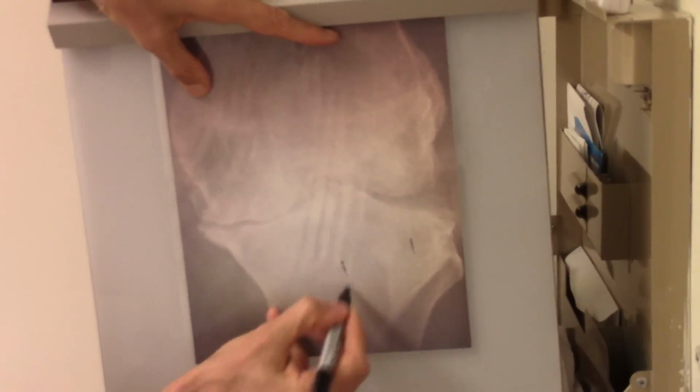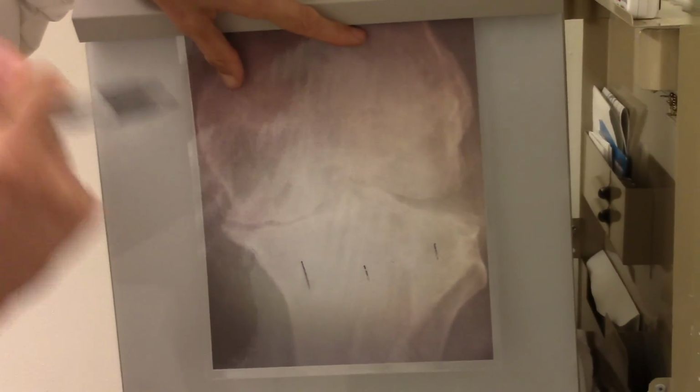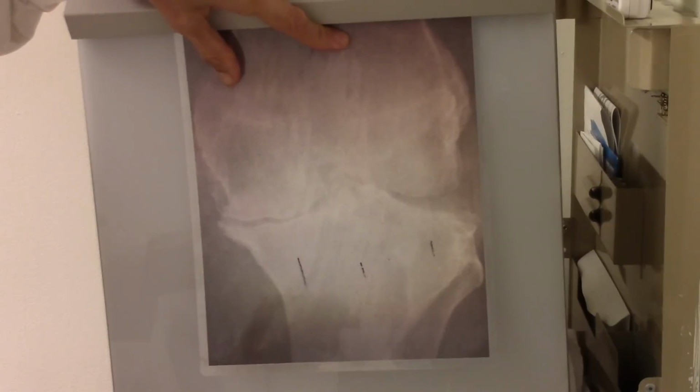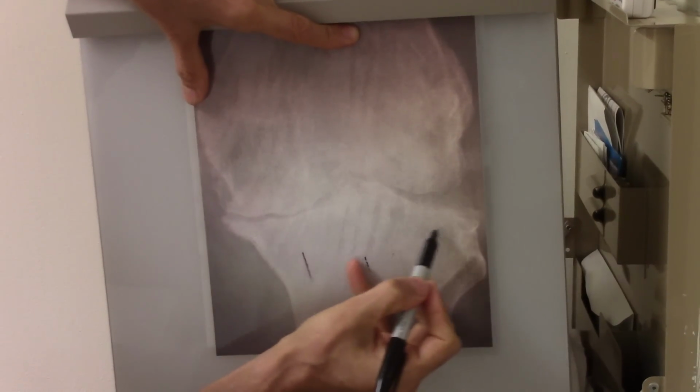You can see all this white right here. That means that this bone is mineralizing. It's becoming hard, dense bone tissue. You cannot see the growth plate. The growth plate is completely obliterated.